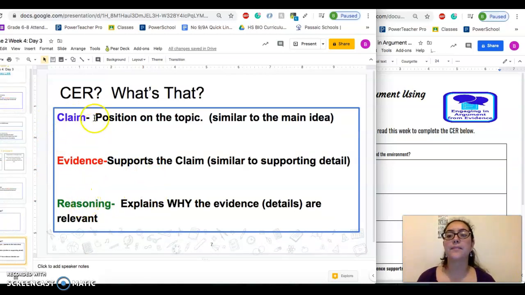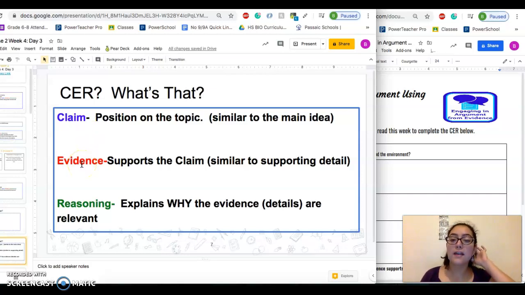So what is a claim? When I say make your claim, I'm asking you to take a stance. I'm asking you to take a position on the certain topic that is being discussed today. So it is similar to the main idea. If you've done the worksheets from yesterday, the main idea is similar to your claim. So what is your little paragraph going to be about?